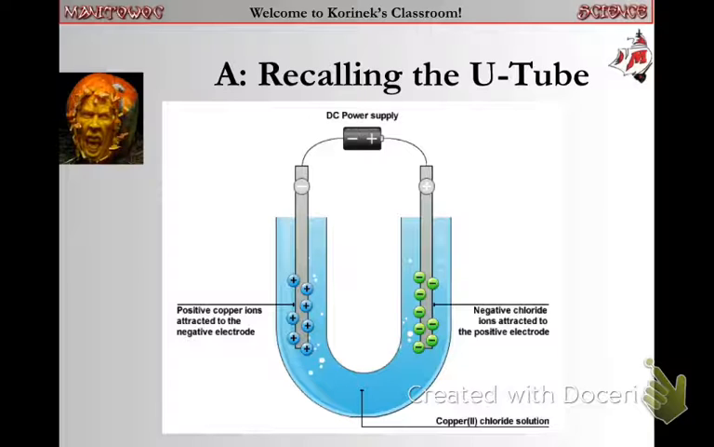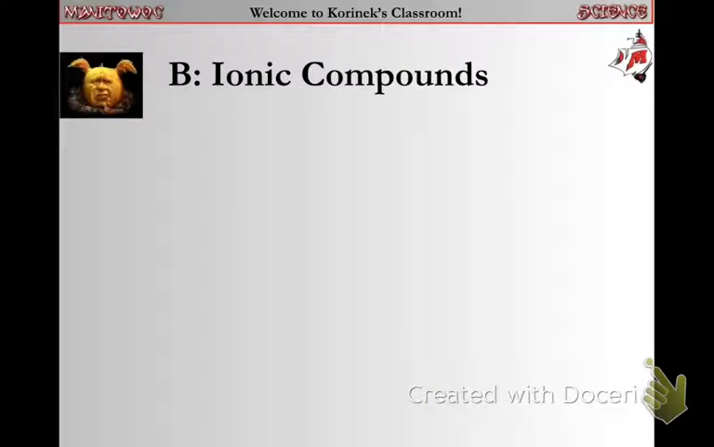But this is what it looked like, and again, you had positive copper ions on the negative electrode, and you had the negative chloride ions on the positive electrode. And if you let this run long enough, you're going to see a distinct change in the U-tube color itself. So we'll take a look at that U-tube again on Monday just to reflect on it, and then there are some analysis questions in the lab that we'll finish up.